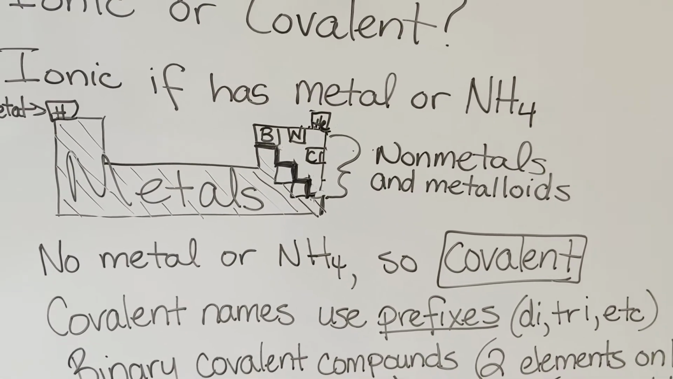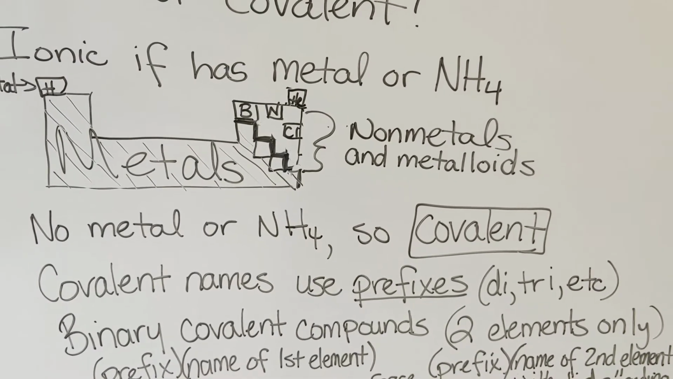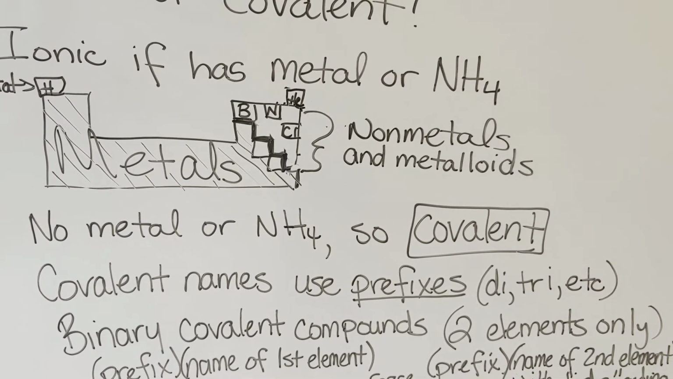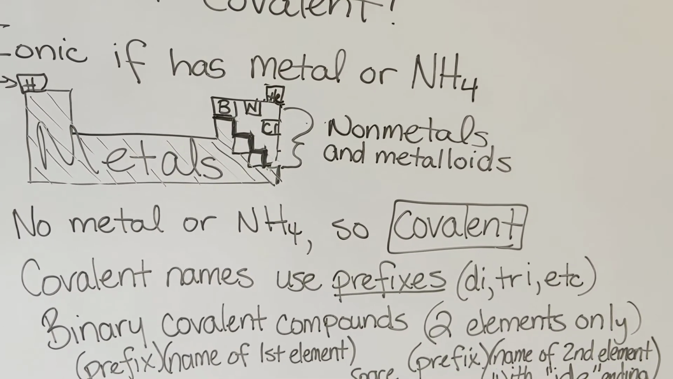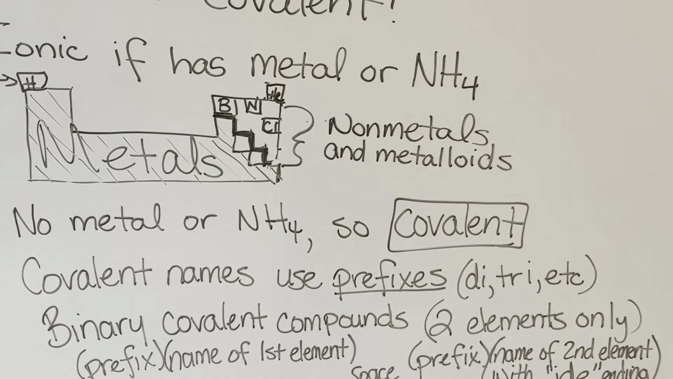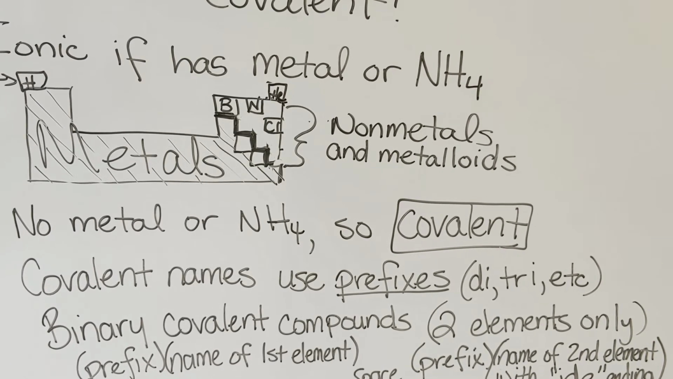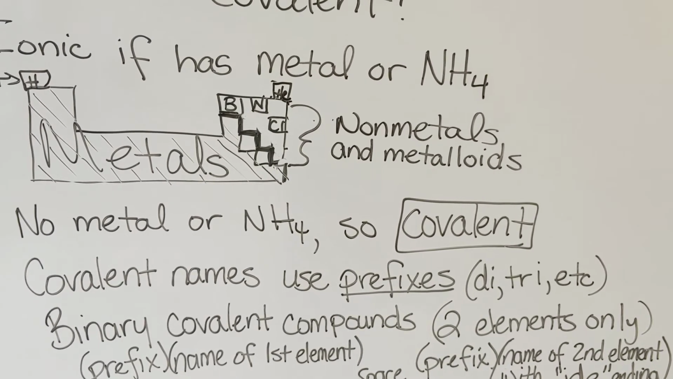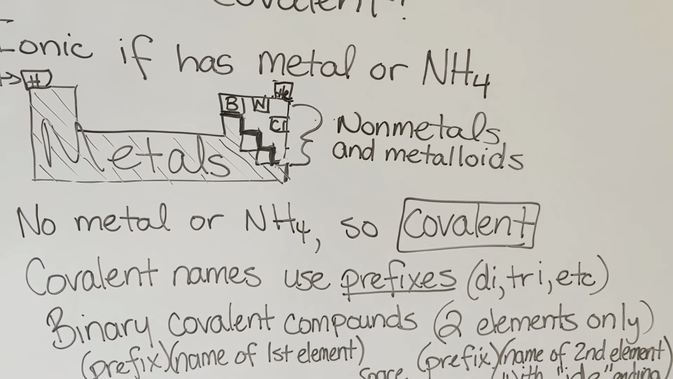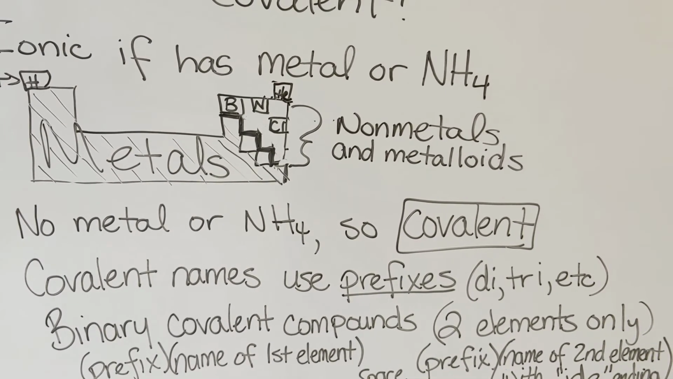Binary covalent compounds, where there's only 2 elements, will consist of a prefix if necessary, and then the name of the first element, then a space, then a prefix, again, if it's necessary, and the name of the second element with the name changing to have IDE as its ending. The prefixes will be necessary if there's more than one atom of the element in the compound. The only times we use mono is typically with monoxide, when there's 1 oxygen.